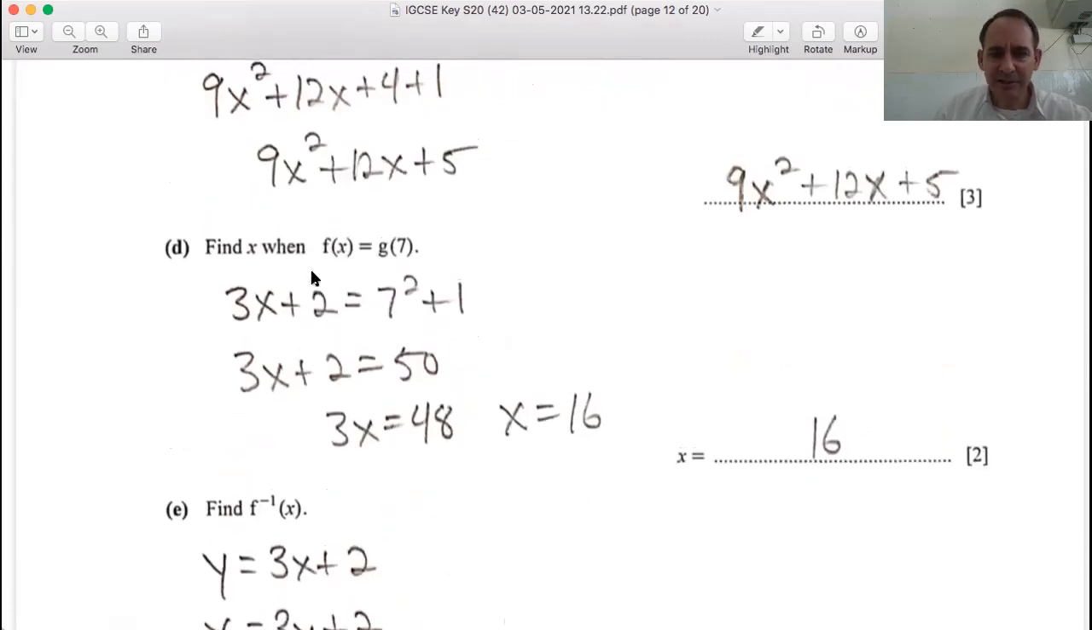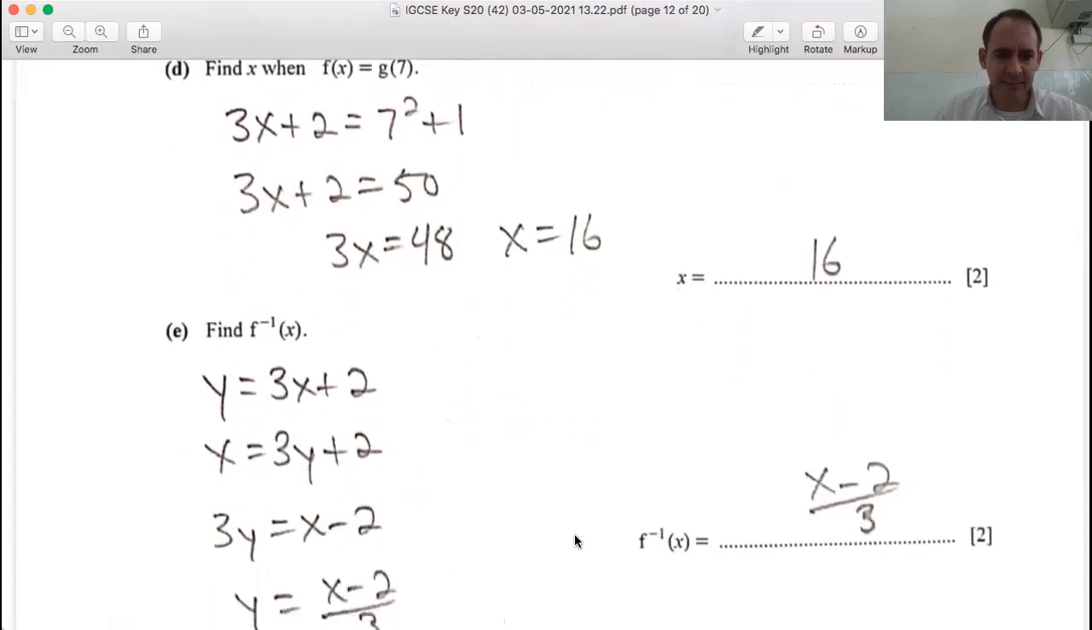Now it says, here's a function equation, f of x equals g of 7. Your f of x was 3x plus 2. g of 7 gives you 7 squared plus 1, which combines to give you 50. Solve for the x, you get 3x equals 48, x equals 16.